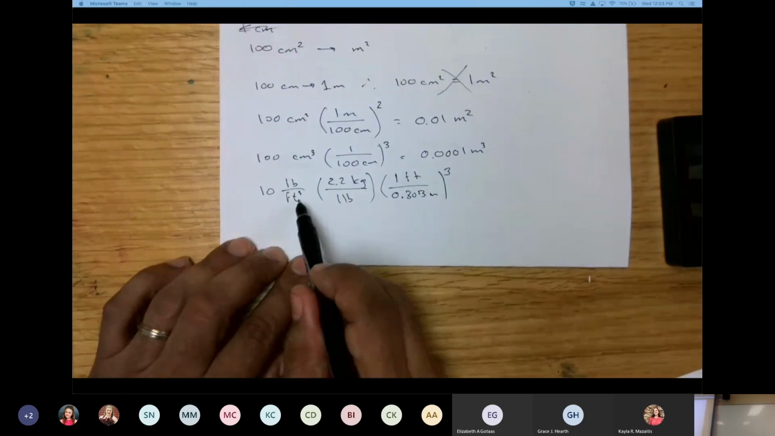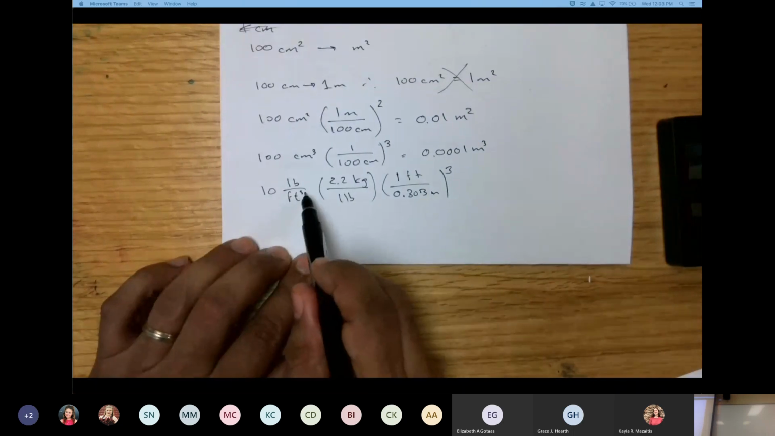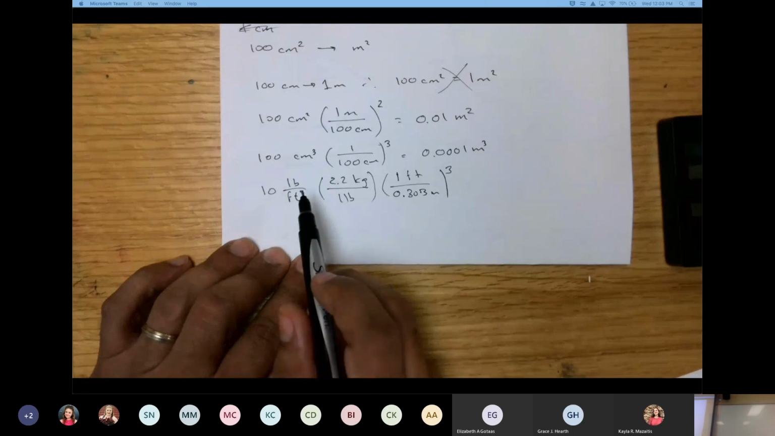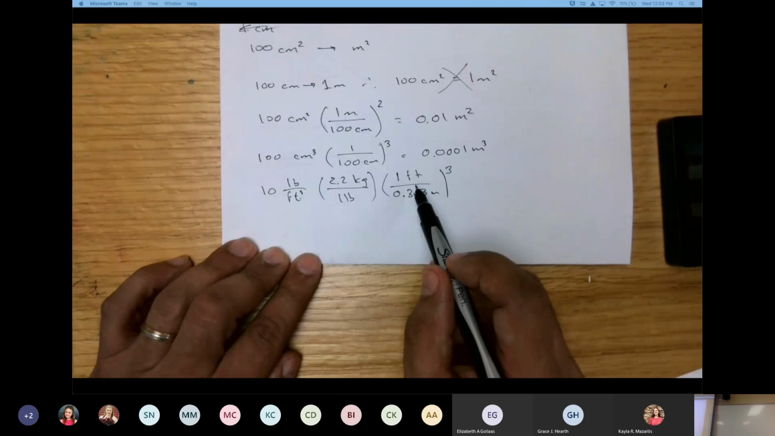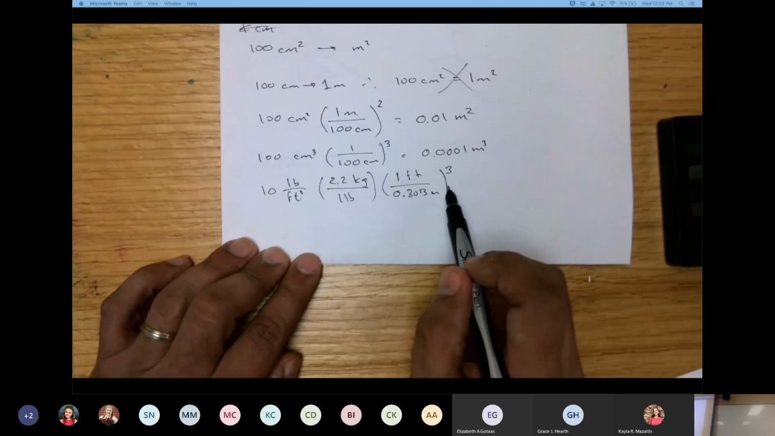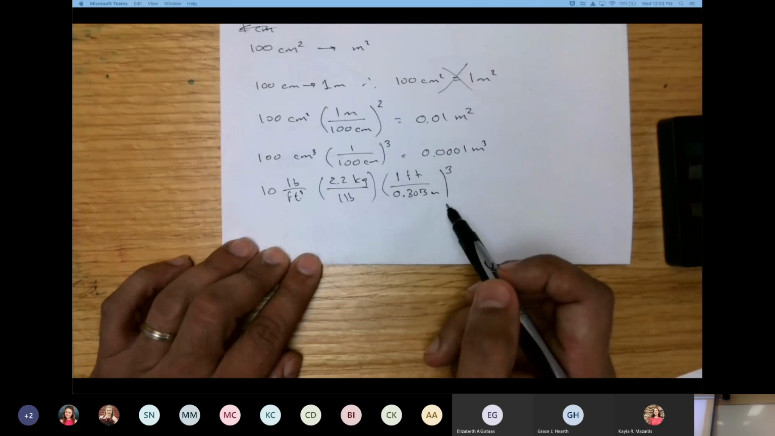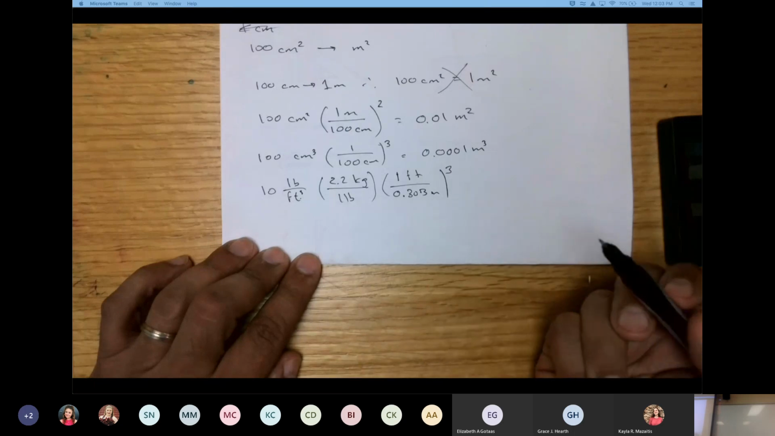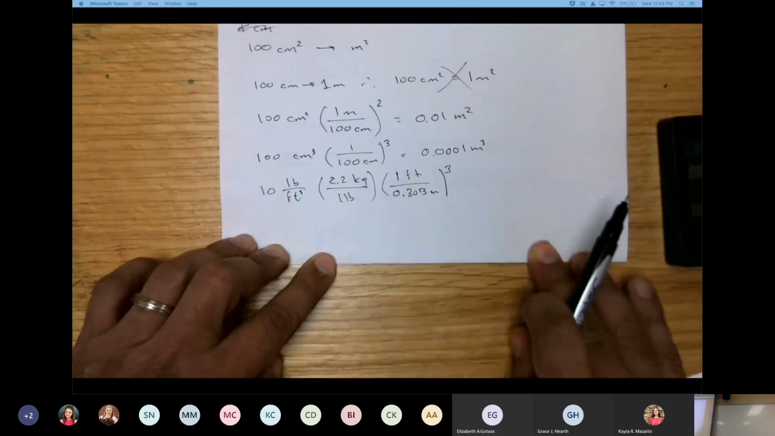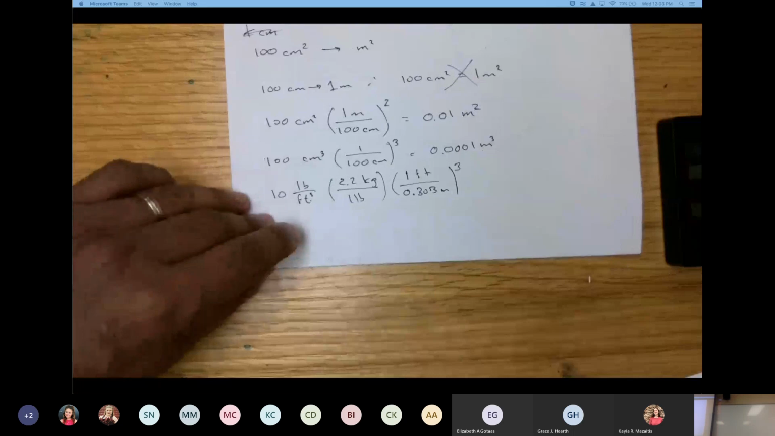So be careful. Most of you got correct, but I think there was some of you that got this wrong. So if you have this exponential on the units, that has to be reflected also when you do the conversion. Otherwise, you're missing dimensions. Okay, makes sense? Okay, that's one thing.